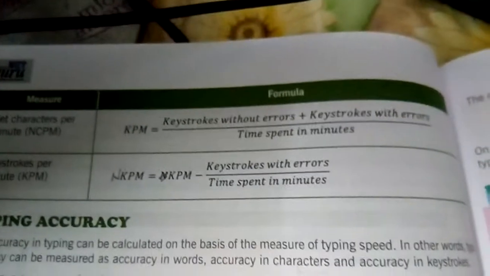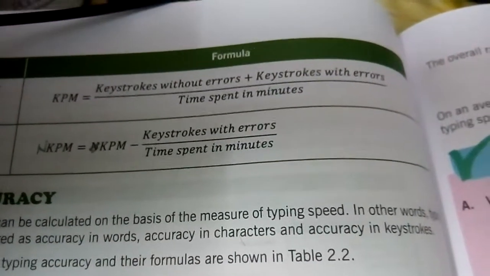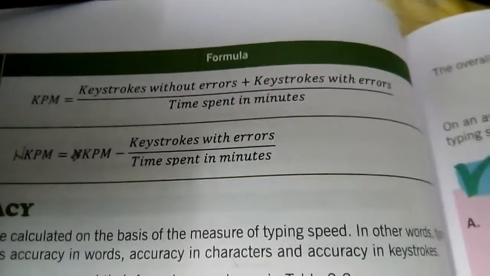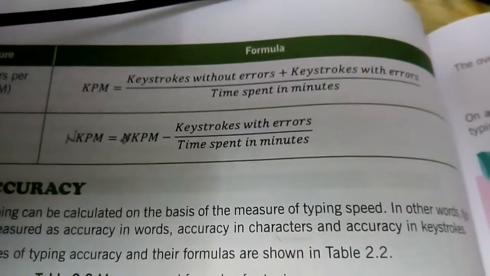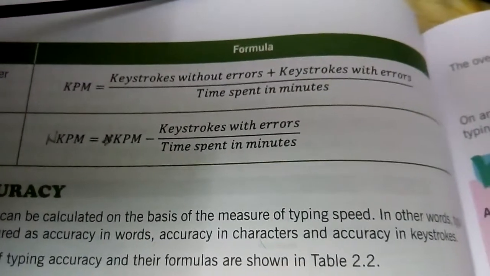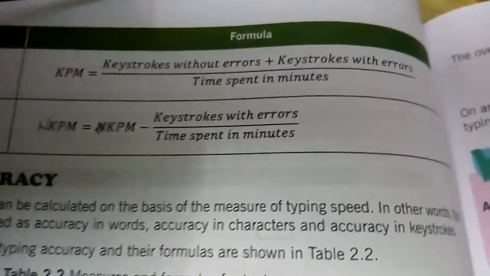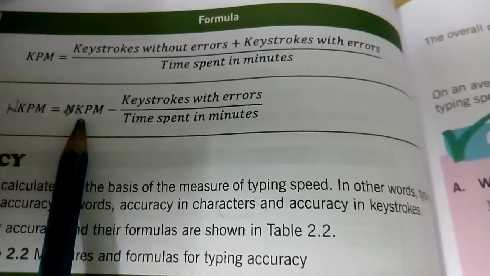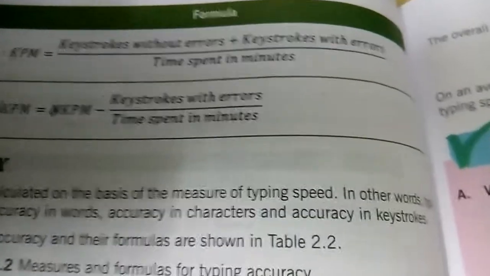Again, check this. The first one is KPM, that is keystrokes per minute. Keystrokes per minute equals keystrokes without error plus keystrokes with error, divided by time spent in minutes. The next one is NKPM, not KPM, that is net keystrokes per minute. Net keystrokes per minute equals KPM minus keystrokes with errors, divided by time spent in minutes.